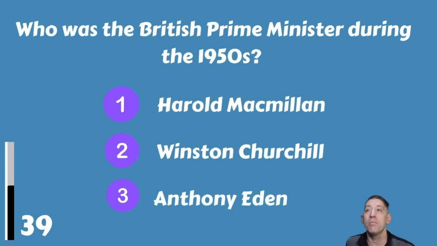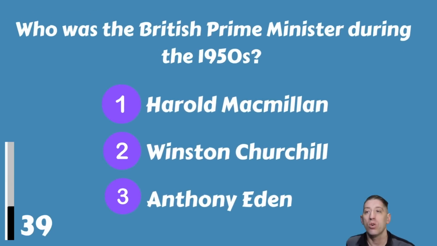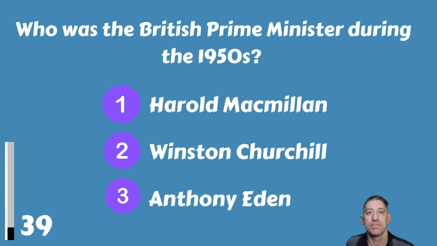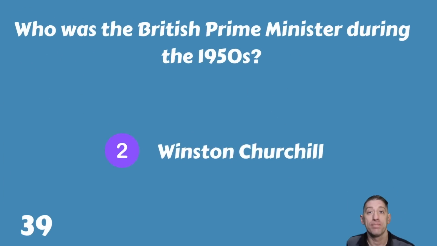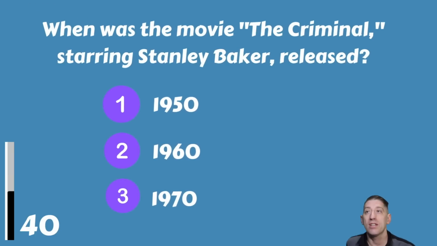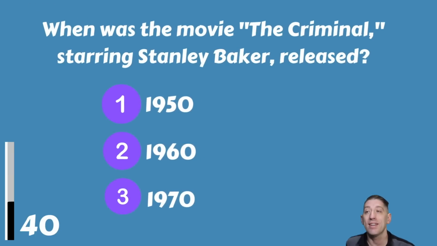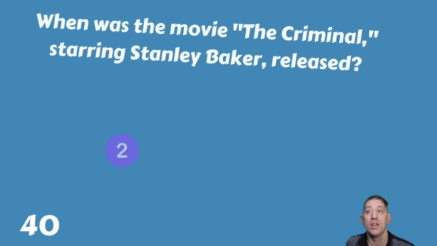Who was the British Prime Minister during the 1950s? Harold Macmillan, Winston Churchill, or Anthony Eden? Winston Churchill. When was the movie The Criminal starring Stanley Baker released? 1950, 1960, or 1970? 1960.